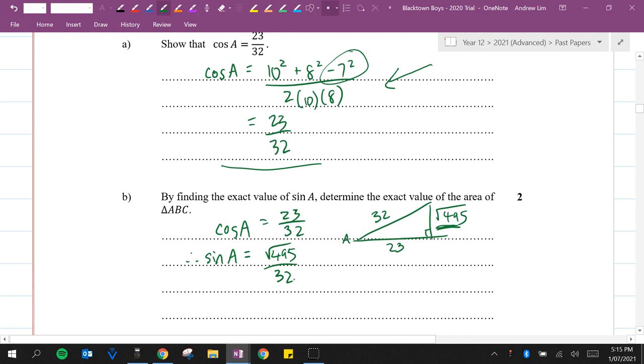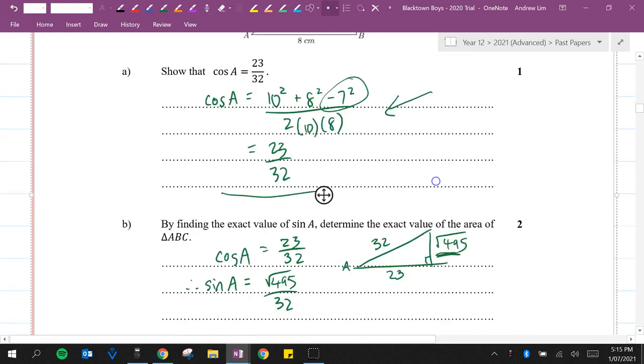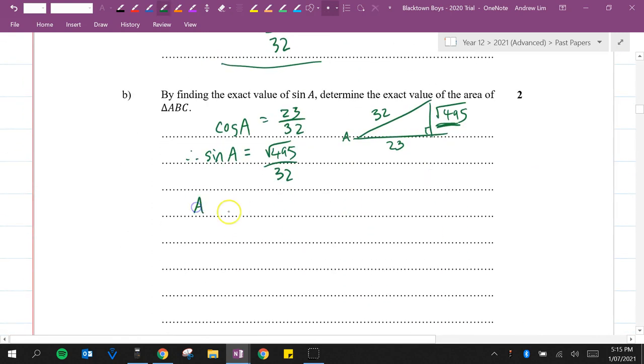Okay, so now that we've worked it out, determine the exact value of the area of triangle ABC. So the area of a triangle is half AB sine C, where C is just the angle used and A and B are the two known sides, or the two sides enveloping that angle.